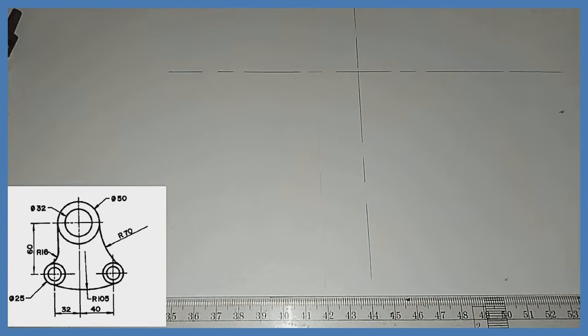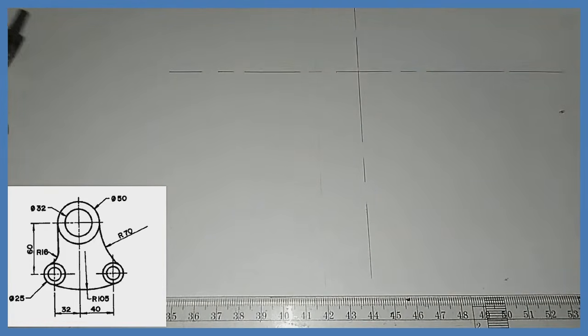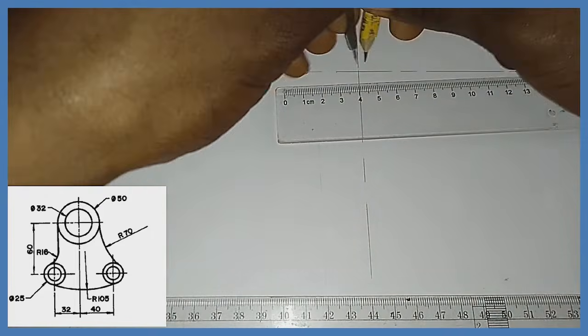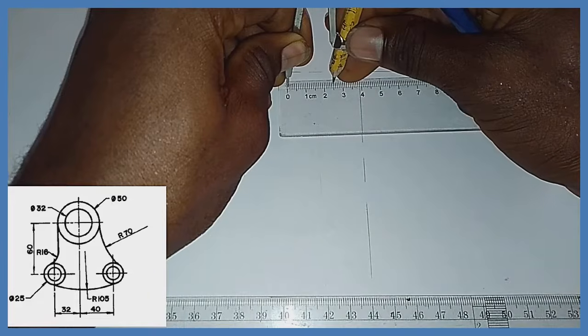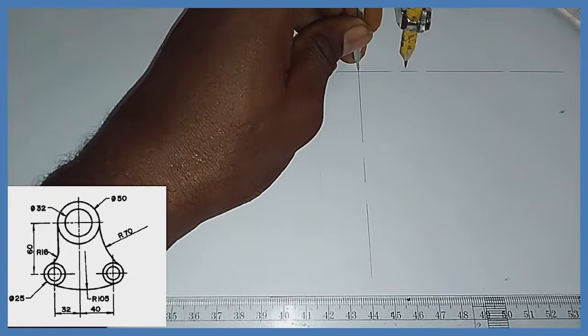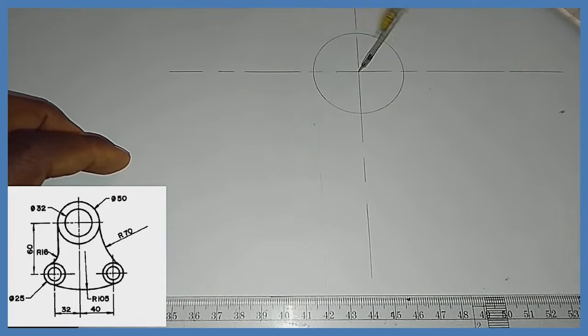The next procedure is this: the diameter of the bigger circle at the midpoint here is diameter 50, which is radius what? Radius 25. With my compass, measuring radius 25. All right, so from this midpoint, I produce our first circle, which is this.